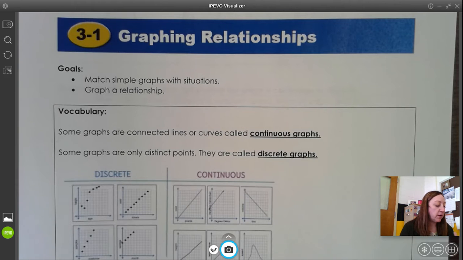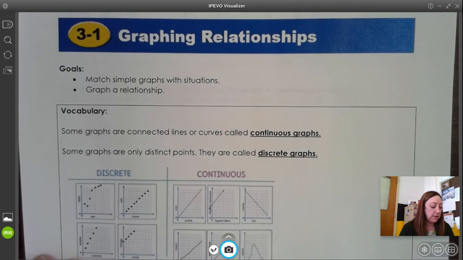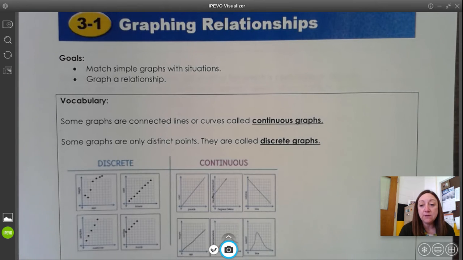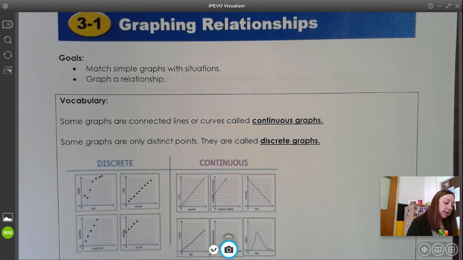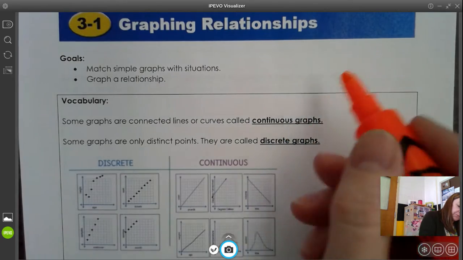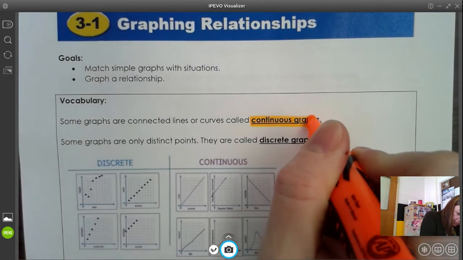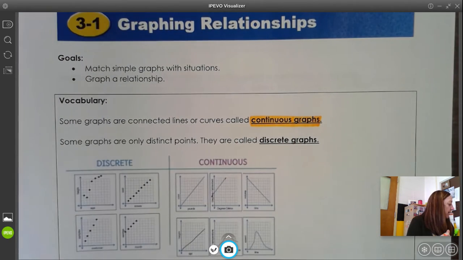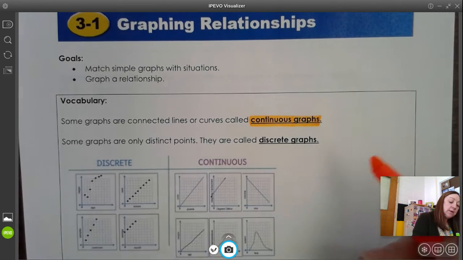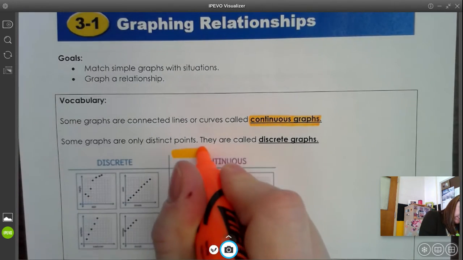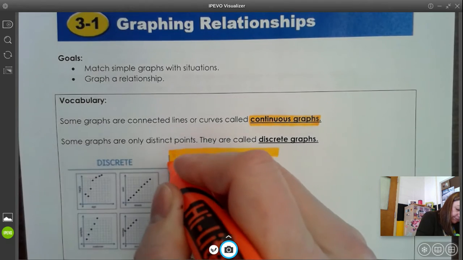Okay, so first of all, vocabulary of the day. We do have two words that we need to understand, and one is continuous graphs and the other one is discrete. So for continuous graphs, okay, continuous graphs are graphs that are connected by lines or curves. So here's an example of continuous graphs.